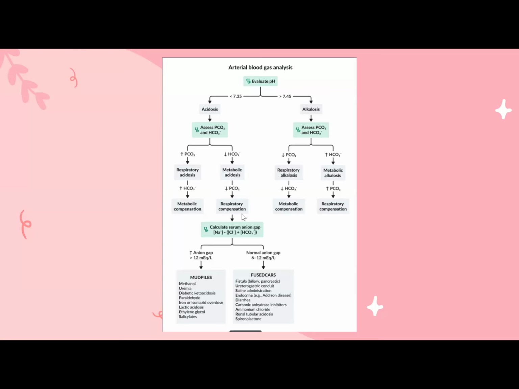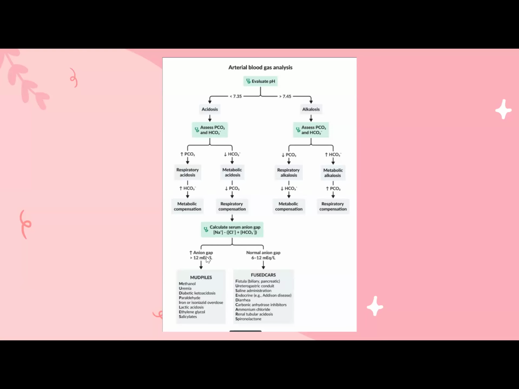Now, another thing that I know your batch is particularly confused about is Winter's formula and anion gap. We'll go over that in detail, but basically, anion gap is only important when you have metabolic acidosis. In any other kind of acid-base disturbance, be it respiratory acidosis, alkalosis, whatever, it's not important other than for metabolic acidosis, okay? You would calculate the serum anion gap, which would be sodium minus chloride minus bicarb. This is how you find out the anion gap.